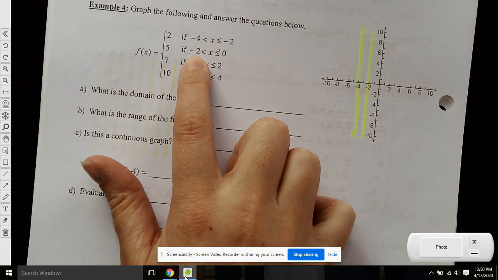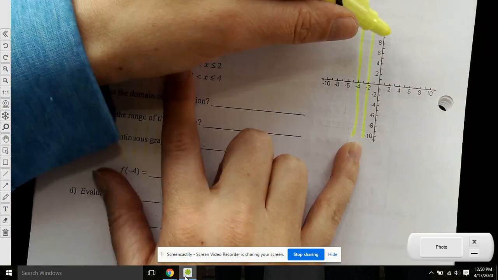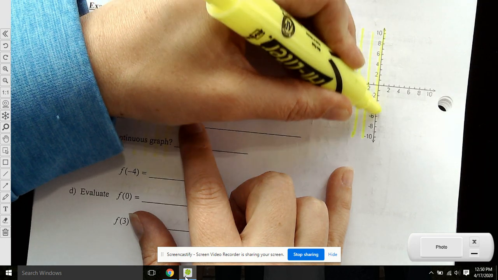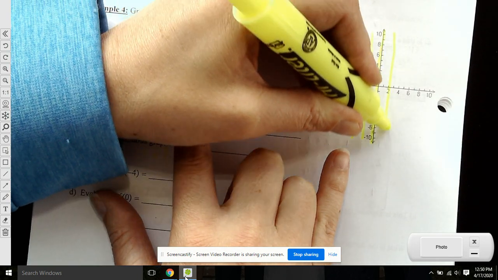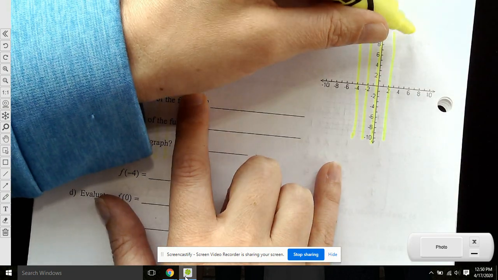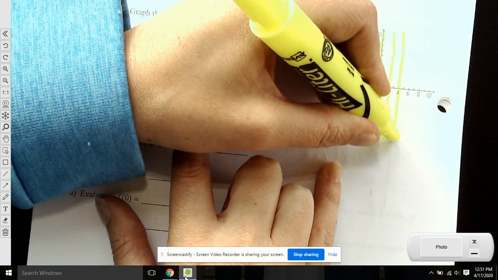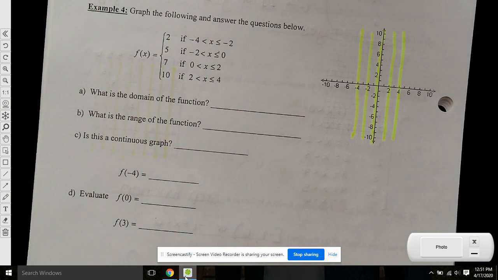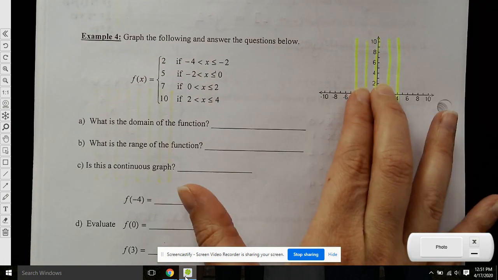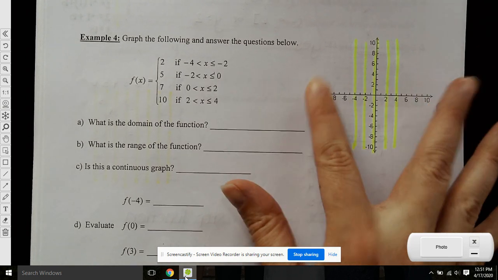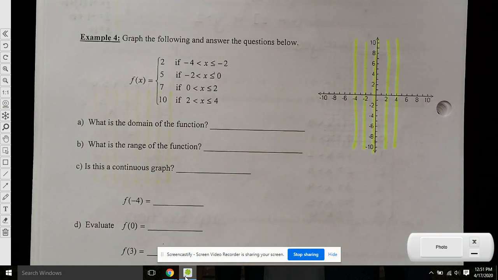The next one goes from -2 to 0. And then I've got 0 to 2. And then I've got 2 to 4. So what you can see here is that my function is only between these lines. It does not go outside of these. So I've got 4 different parts.